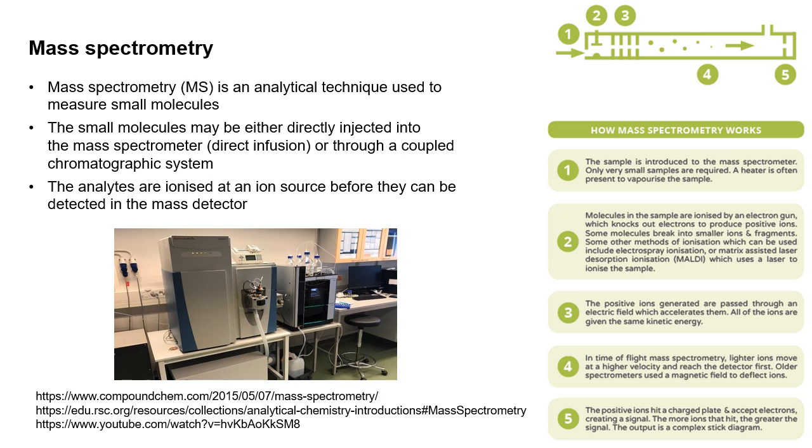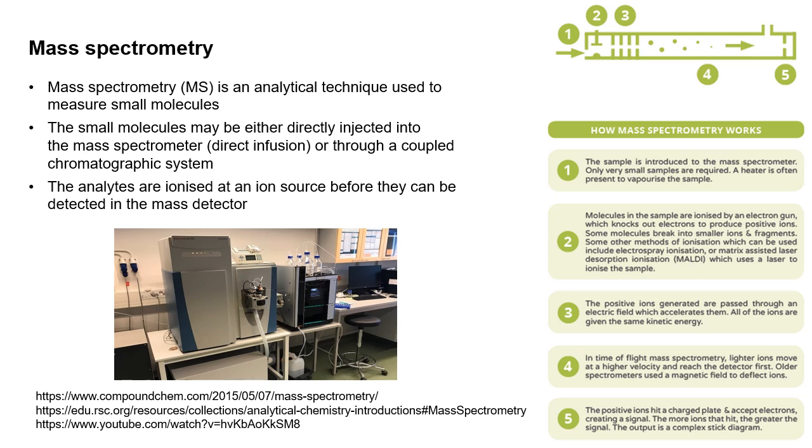So in mass spectrometry, we are measuring small molecules. My colleague always introduces mass spectrometry as a huge scale that is used to weigh very small molecules. And that is basically true. It is all about weighing the different molecules.